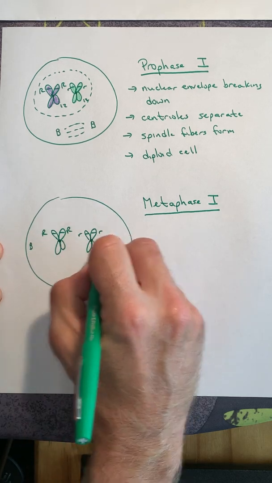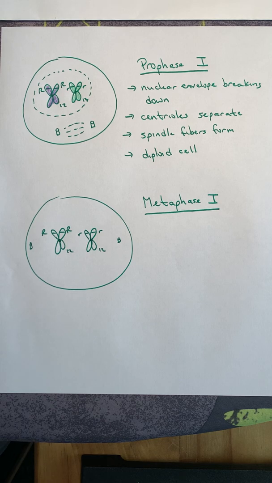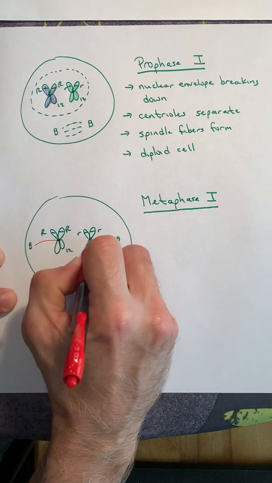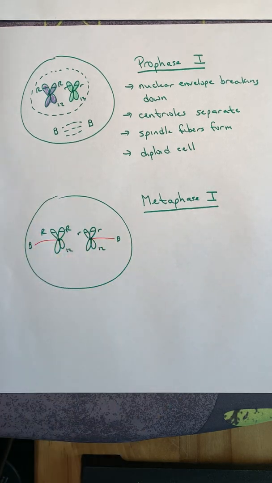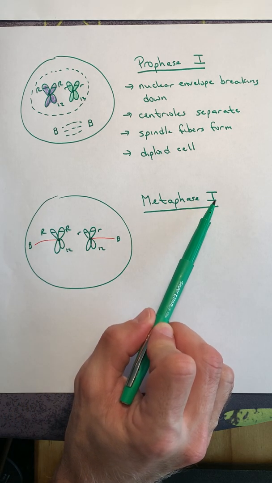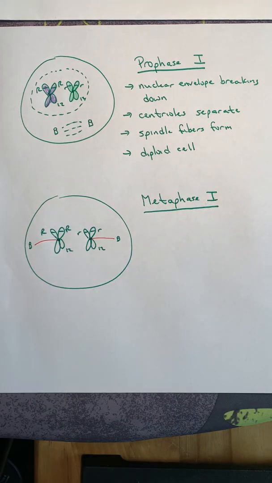Centrioles are here off to the side. This is number 12. And then now my spindle fibers come in. Watch this. There's only one spindle fiber per chromosome. That's different from mitosis. So the way that students can remember the number of spindle fibers is metaphase 1 only has one spindle fiber per chromosome.